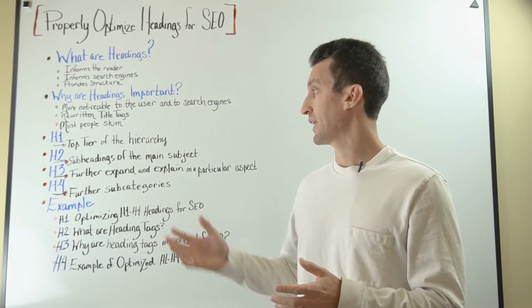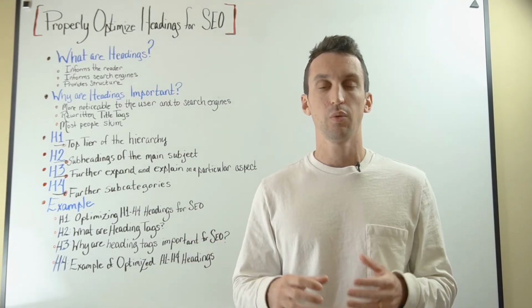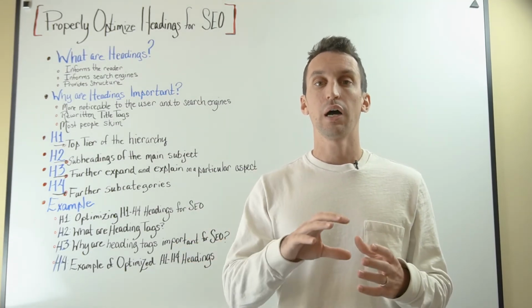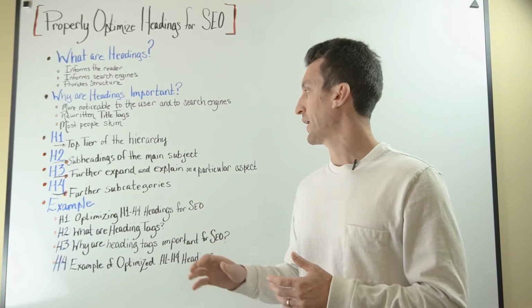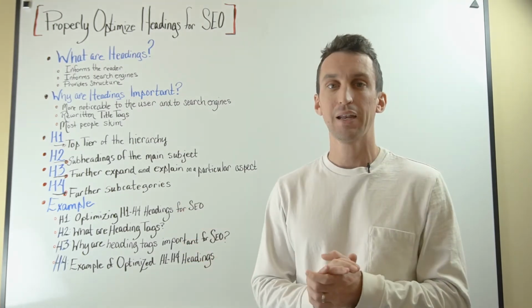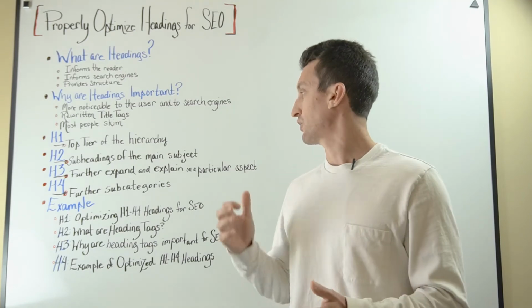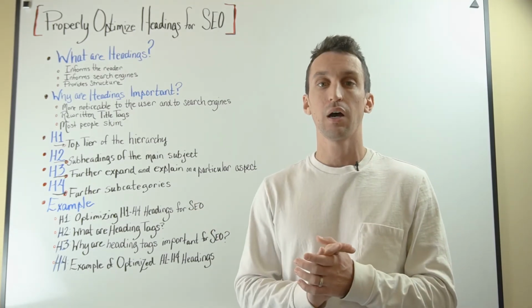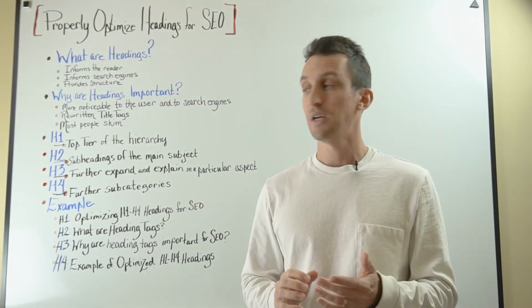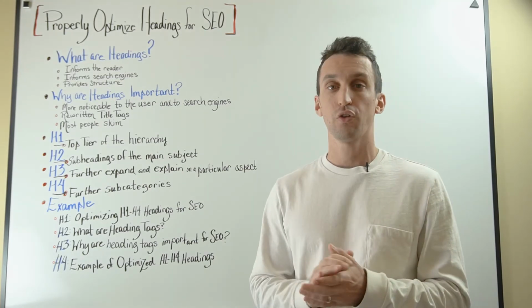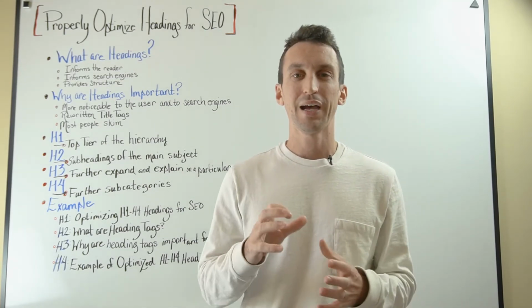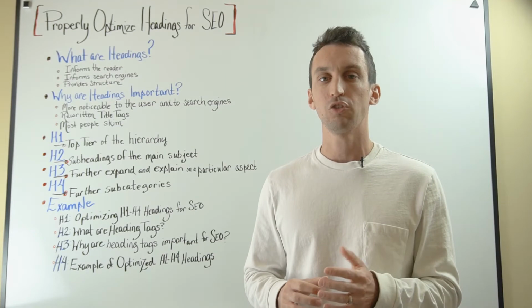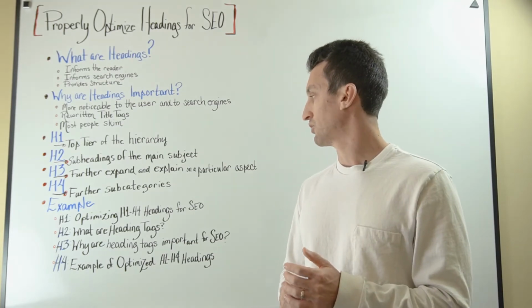All right, so let's go into the H1. That is the top of the hierarchy. When you think at the top of the article, that's going to be your H1 heading. The H2 is a subheading of the main subject. The H3 further expands on a particular subject, and the H4 is just further subcategories. So I know that can even be tough to understand, so let me just walk through a couple of examples.